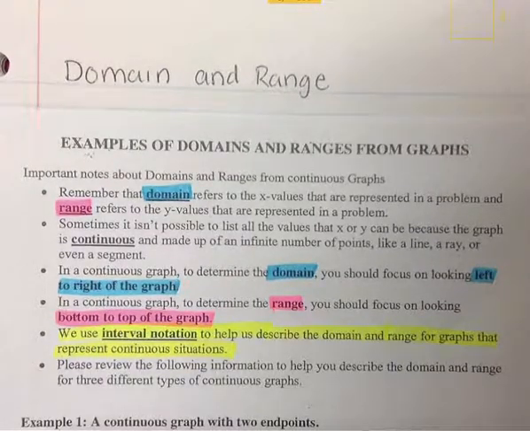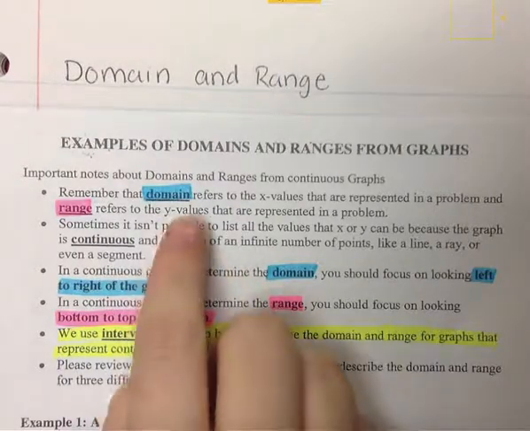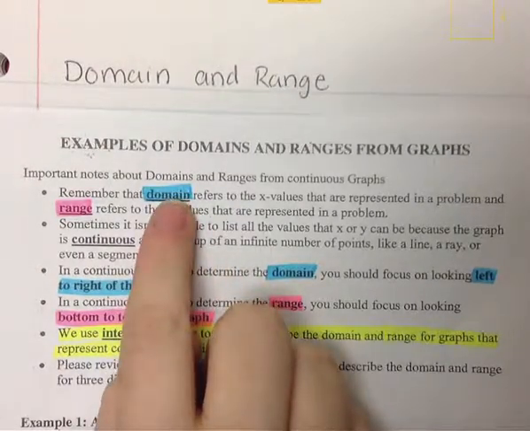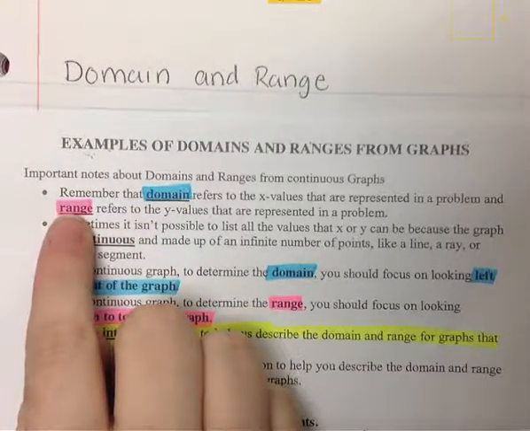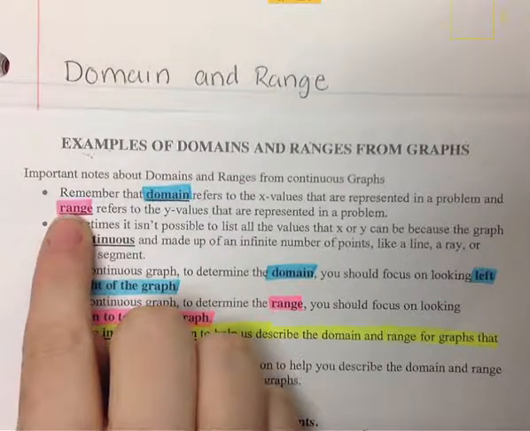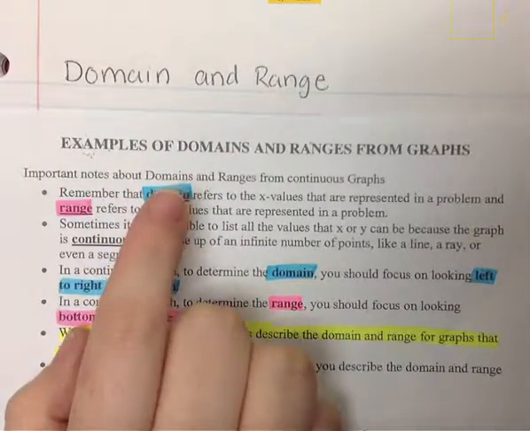This video is on domain and range. I'm going to be doing an example of a continuous graph with two endpoints. I'm going to be using blue highlighter to highlight the domain, the farthest left point and the farthest right point. I'm going to be using my pink highlighter to represent the range, the lowest y value and the highest y value. I will then write my numbers in the corresponding colors.